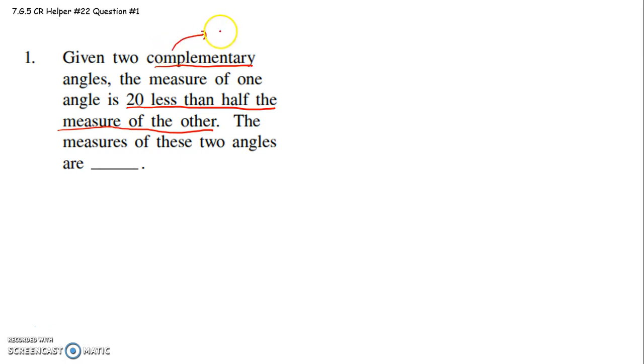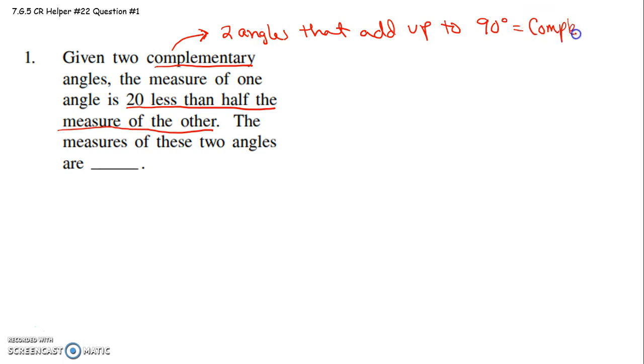Complementary angles are two angles that add up to 90 degrees. That's what it means to be complementary. Two angles that add up to 90 degrees. So I know I need to let X be the first angle.